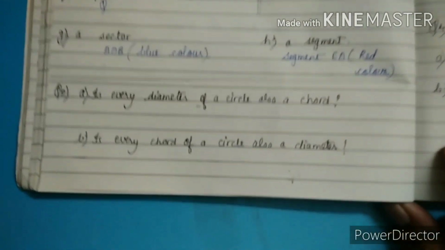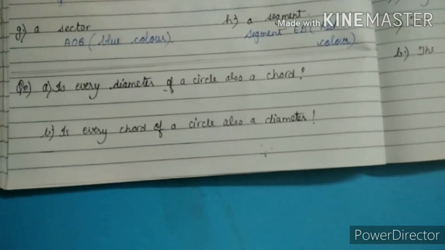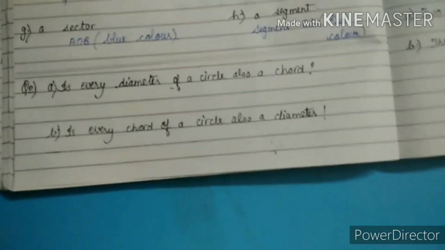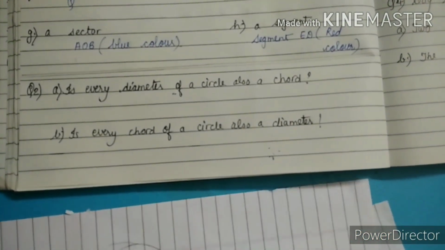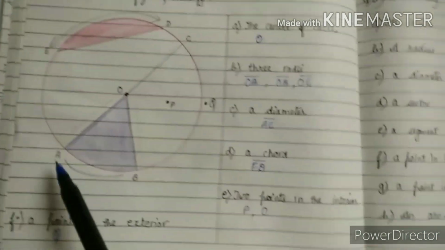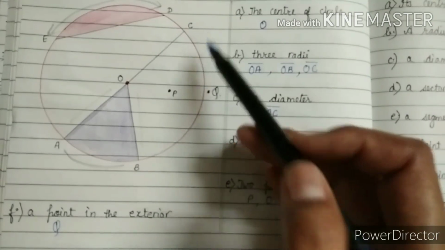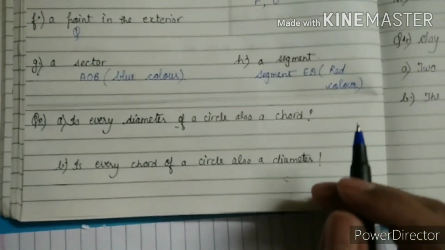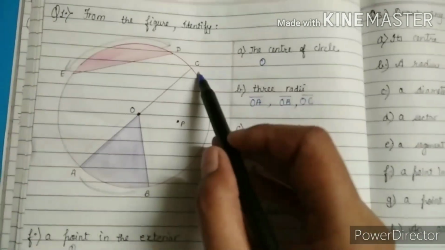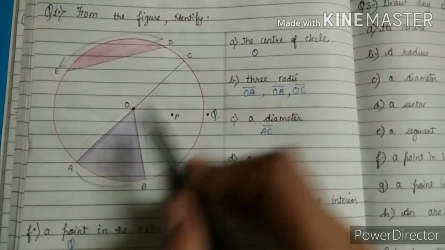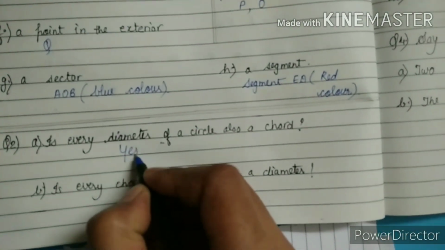Question number 2, first portion, asks us, is every diameter of a circle also a chord? Here you see the diameter. So they ask us whether a diameter is also a chord. According to the definition, a chord connects 2 points. Have you seen here the diameter is connecting 2 points? Yes, the diameter is connecting 2 points. It means a diameter is also a chord. That's why its answer is yes.